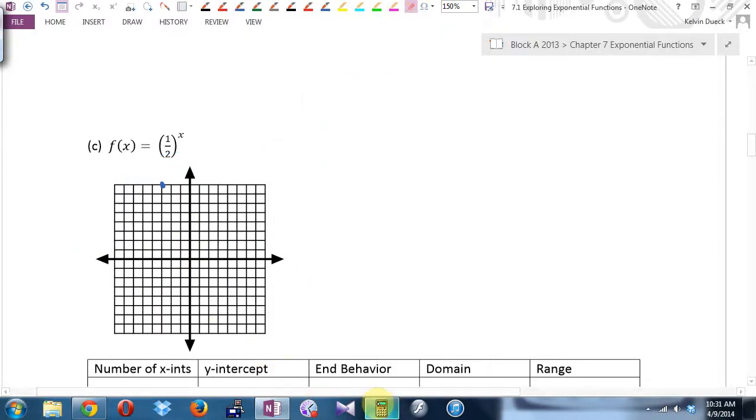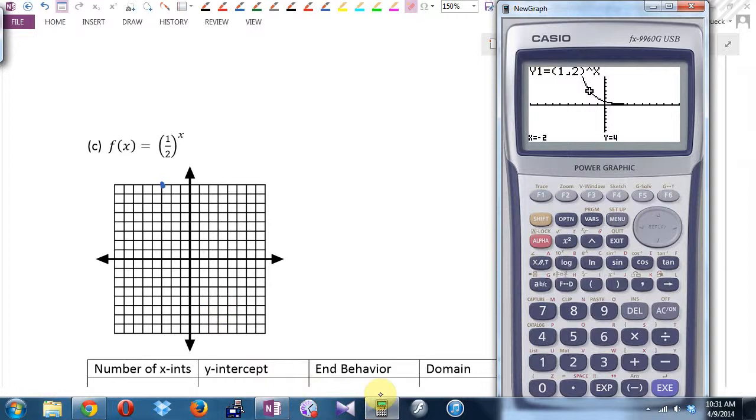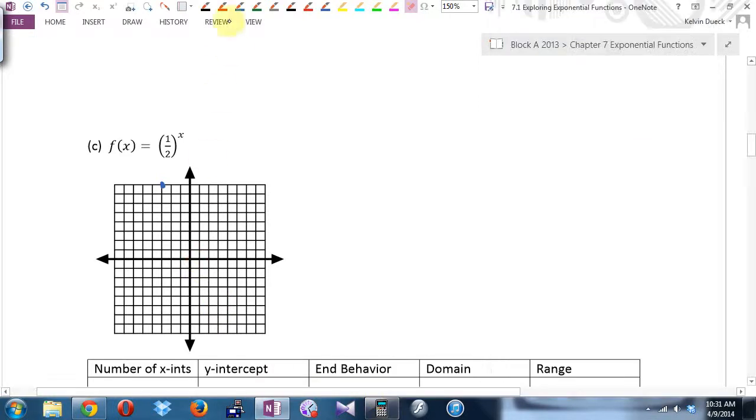So try -2. -2 goes with what? 4? What about negative 1? Goes with 2. What about 0? 1. What about 1? A half high. What about 2? I think a quarter high. An eighth. You know what? Looks like that.